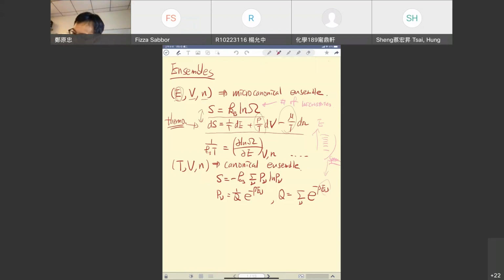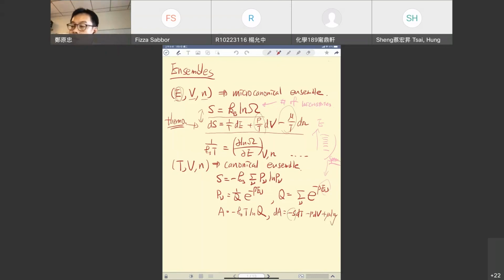And then with the canonical partition function, one can calculate the Helmholtz free energy. So A is minus k_B T natural log Q. We showed this. And with the total derivative of the Helmholtz free energy, dA equals minus S dT minus P dV plus mu dN, one can then calculate everything, like the entropy: minus S will be partial A partial T at fixed V and N, for example.